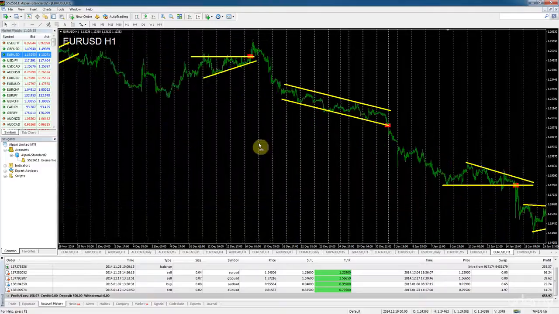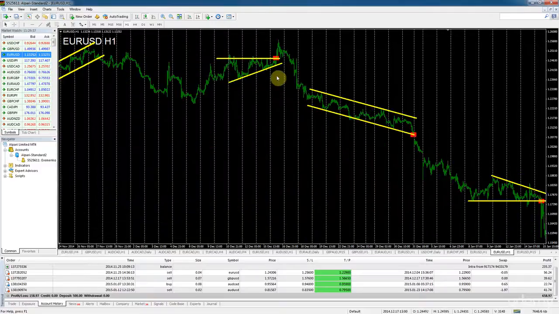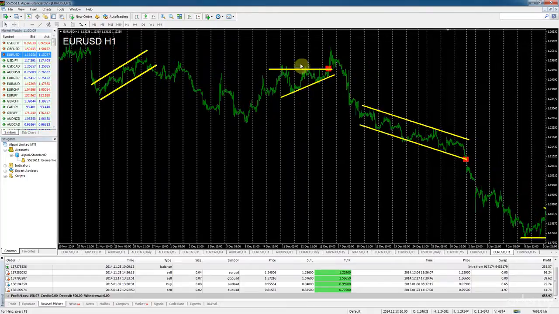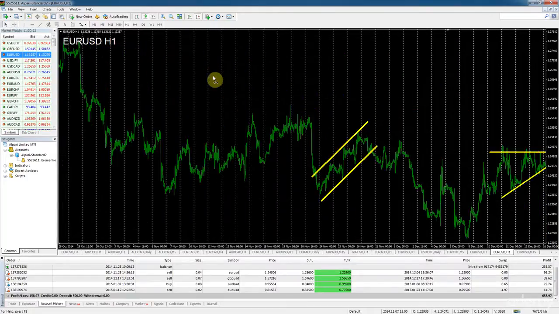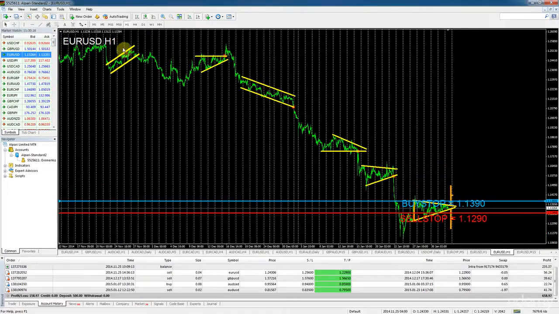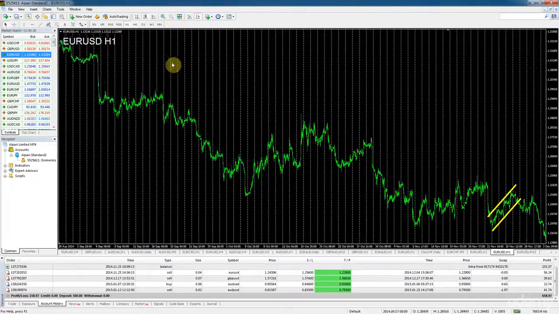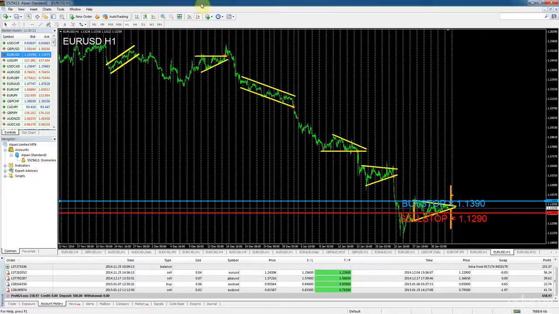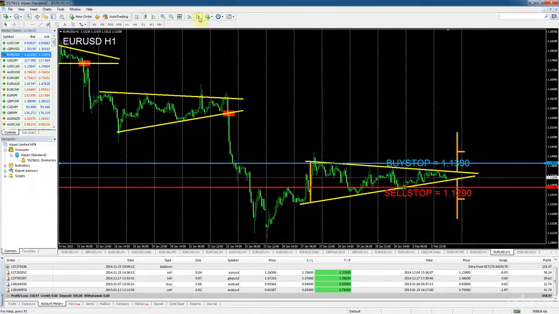Another thing is that even though this triangle over here burst out upwards, the price still continued downwards afterwards. And that was because this temporary upward movement was actually a retracement of the overall downward trend that we can observe. So if we zoom out even more, you can see that the euro has been in a downward trend for quite some time now.